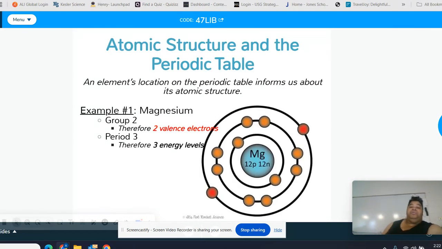Now, the atomic structure in the periodic table. An element's location on the periodic table informs us about the atom's structure. So for example, let's take magnesium. Magnesium is found in group 2, so therefore magnesium has 2 valence electrons. Magnesium is found to be in period 3, therefore it has 3 energy levels.